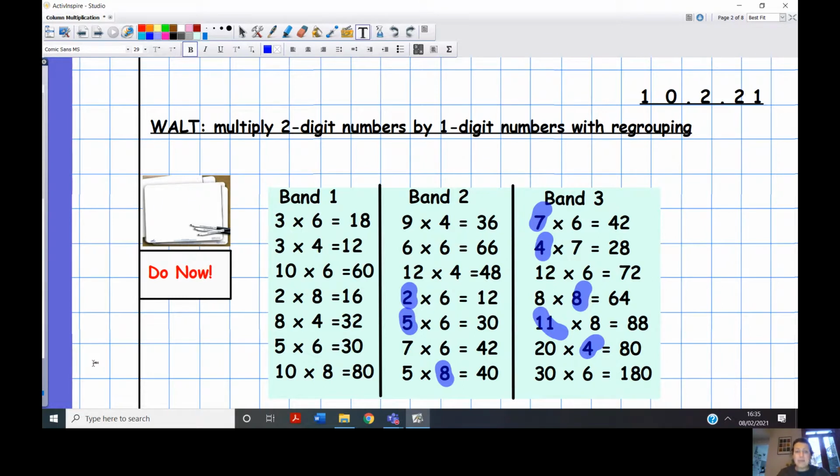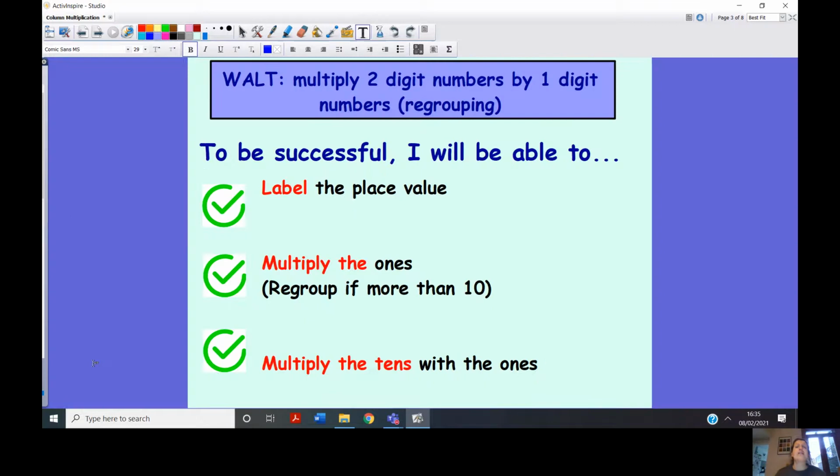Okay, so today, as I said, we're going to be looking at multiplying two-digit numbers by a one-digit number, and we're going to be regrouping, remembering that regrouping process we did when we were doing column addition and subtraction. To be successful, we are going to need to label our place value of our sum. Hopefully this is something we're becoming really accustomed to, which means we're getting used to something. Then we're going to be multiplying the ones, and we're going to regroup if more than 10. That's the step which is new today, regrouping if more than 10.